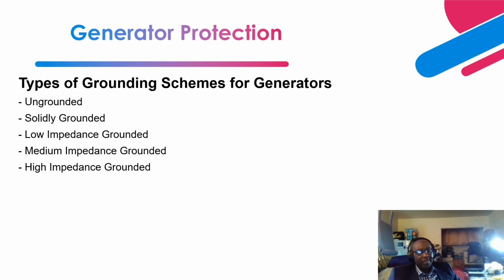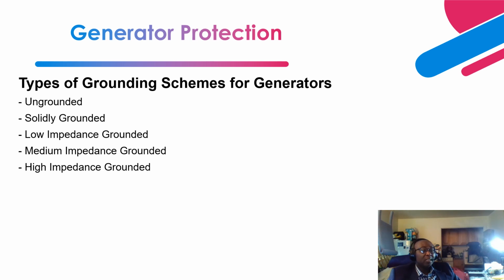So now let's talk about the typical grounding schemes that we have for generators. I think I mentioned briefly the types of grounding schemes when I was elaborating on the different connections of generators to different buses and to the AC grid. But now let's deep dive into the different grounding schemes that we have.